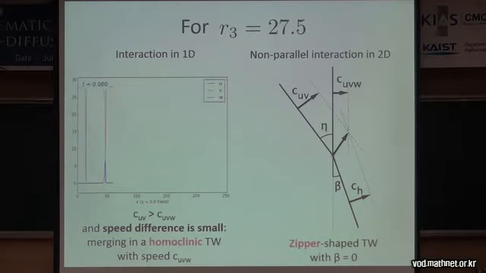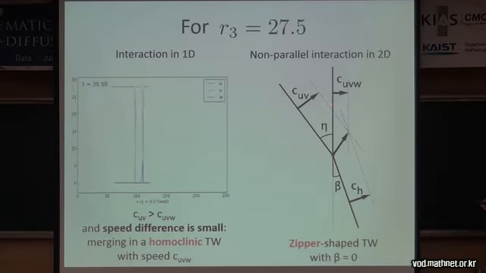So we will now try to change the value of R3 and see if something different happens. For example, for R3 27.5, we have that the trivial wave is faster than the non-trivial one, and when they collide, instead of annihilation, they merge in a single homoclinic front. This has also been observed in other systems and usually happens when the speed difference between the waves is small. And the speed of the resulting front is usually the speed of the slower of the two waves.